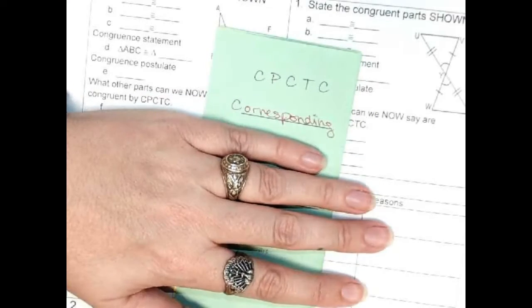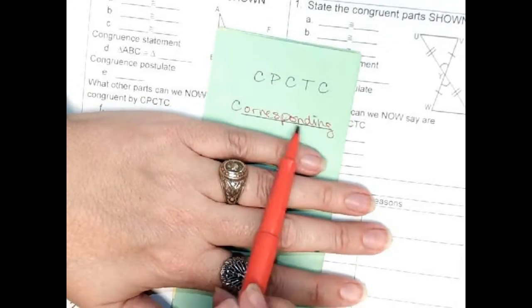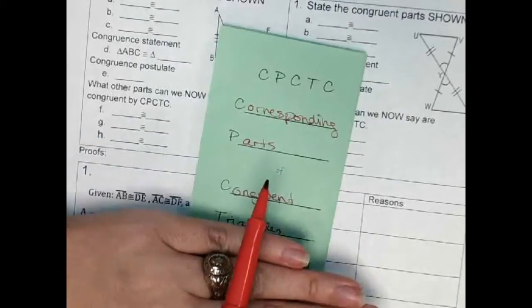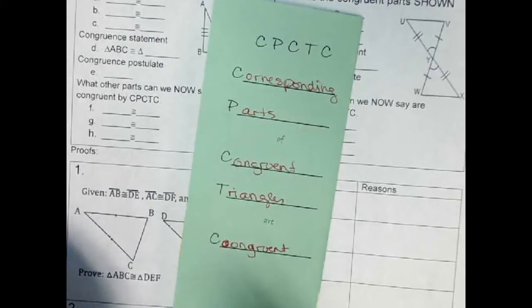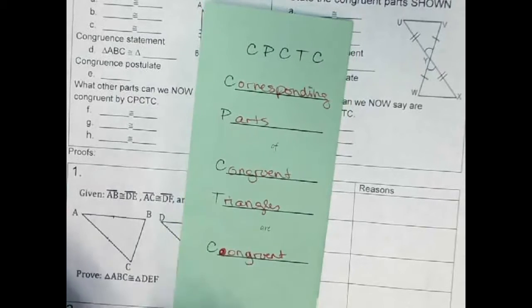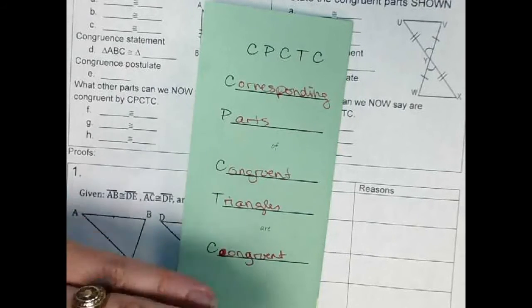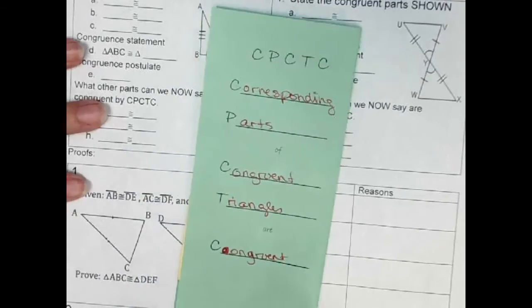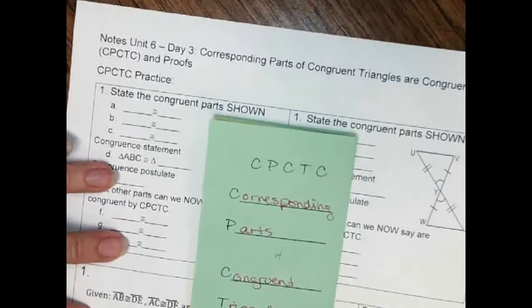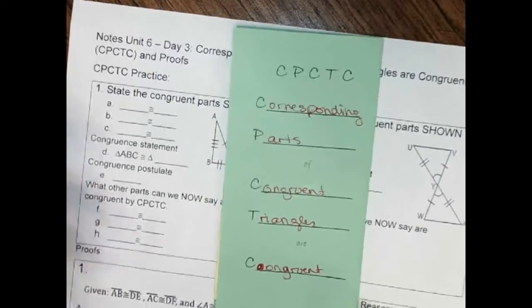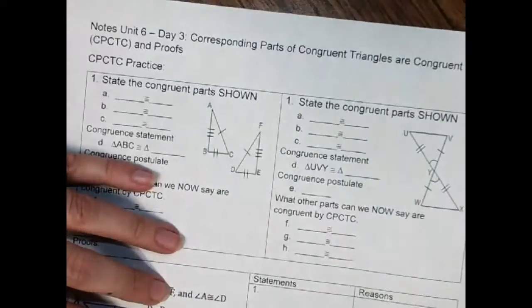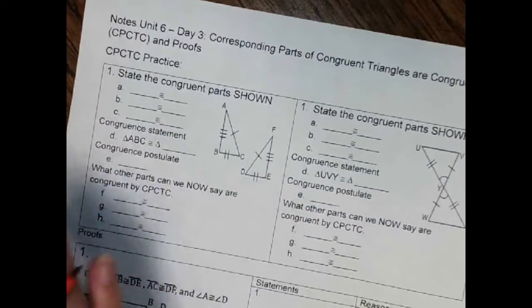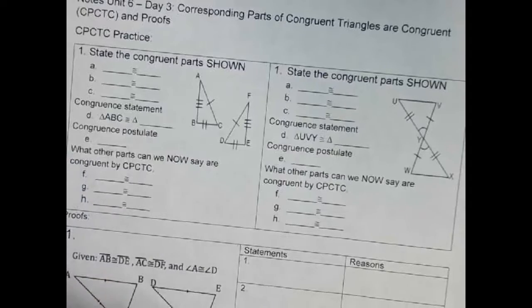So CPCTC stands for corresponding parts of congruent triangles are congruent. So take a second, copy this down, and then pause the video if you need. And we're going to go over what it means here. It's actually at the top of your notes as well, but I just wanted it to be down on our foldable. We're going to put a couple more things in our foldable today as well, but just set it aside for now.